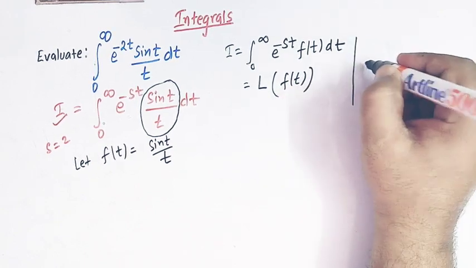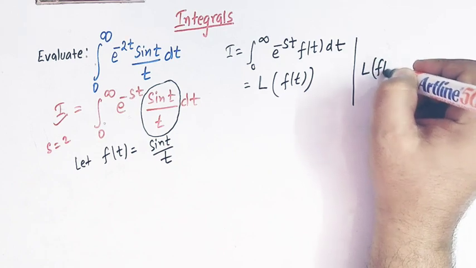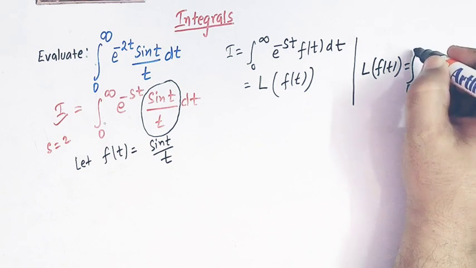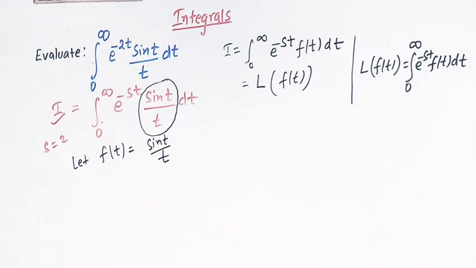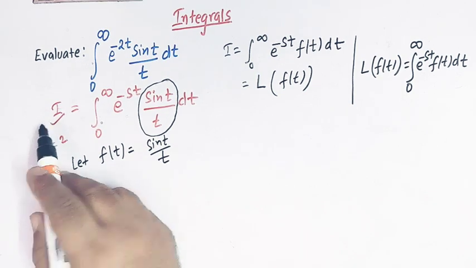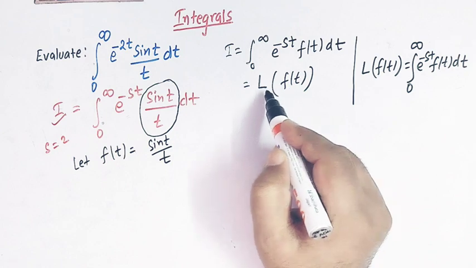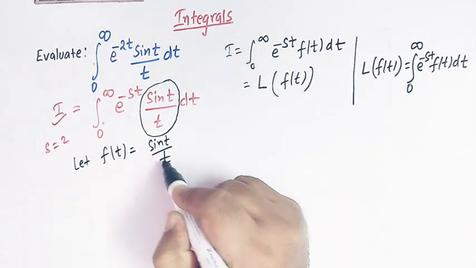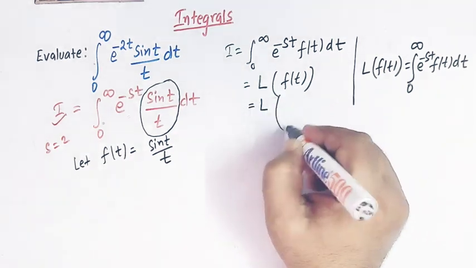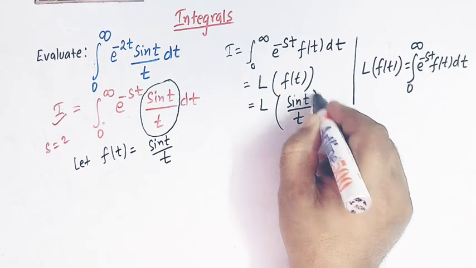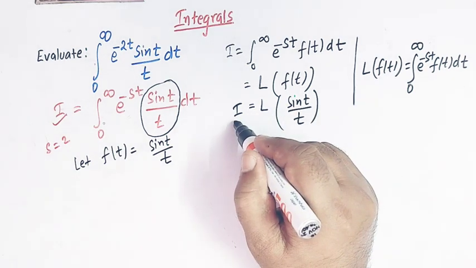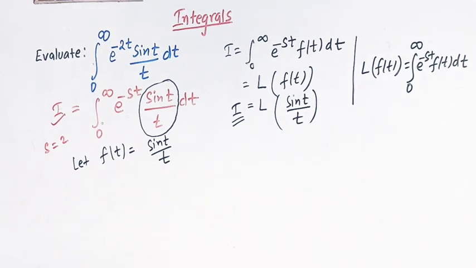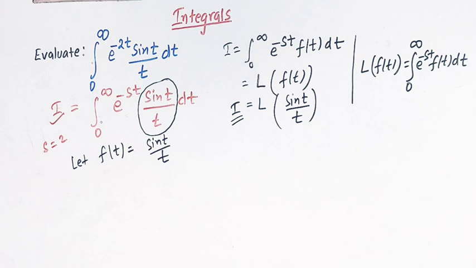Because we know that the Laplace transform of some function, say f of t, is given by this integral, that is 0 to infinity e raised to minus st f of t dt. So this integral I is now reduced to the Laplace transform of this function f of t, which is sine t over t. Once we find the Laplace transform of sine t over t, we'll get the value of this integral I. Here now we'll use an important property of Laplace transform.